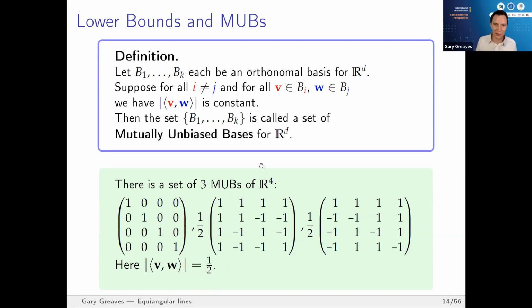Okay, so these are MUBs, or mutually unbiased bases. These are another very interesting object in their own right, and there's an open problem about how many MUBs you can get in 6 dimensions.